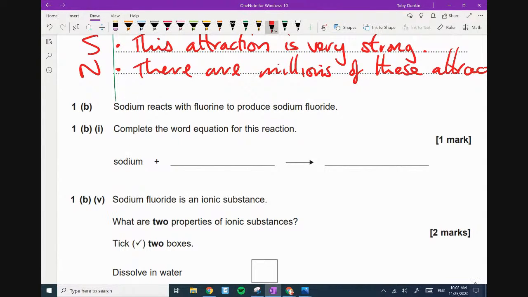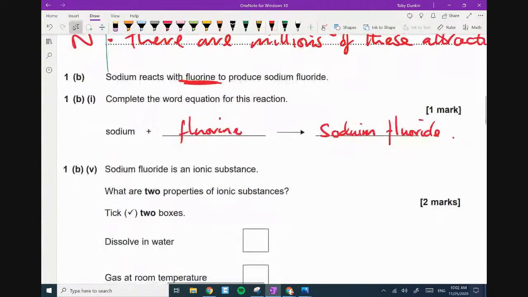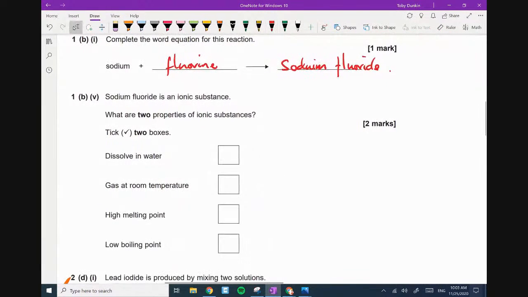Okay, so it says sodium reacts with fluorine to produce sodium fluoride. Complete the word equation. They literally have done exactly what I did with you before. Yeah, fluorine. It's ridiculous, isn't it? They're testing you to see if you know which ones are reactants and products. That's all they're doing. We're done.